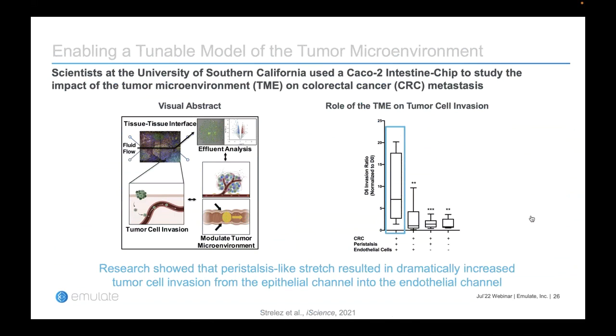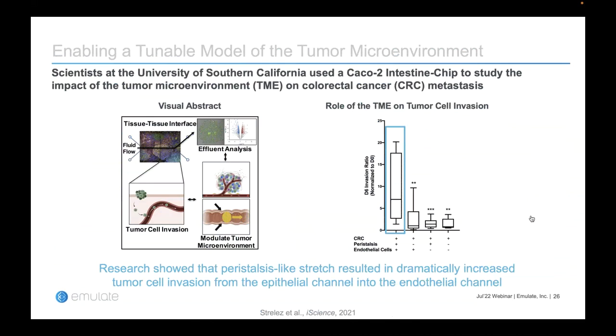Another example is enabling tunable models for tumor microenvironment modeling. Strelez and colleagues published this in 2021, where they were looking at the invasion capacity of colorectal cancer on a KECO2 intestinal chip. Here they were showing that peristalsis motion was important for driving that invasion of those cells into the epithelia and then subsequently into the vasculature.